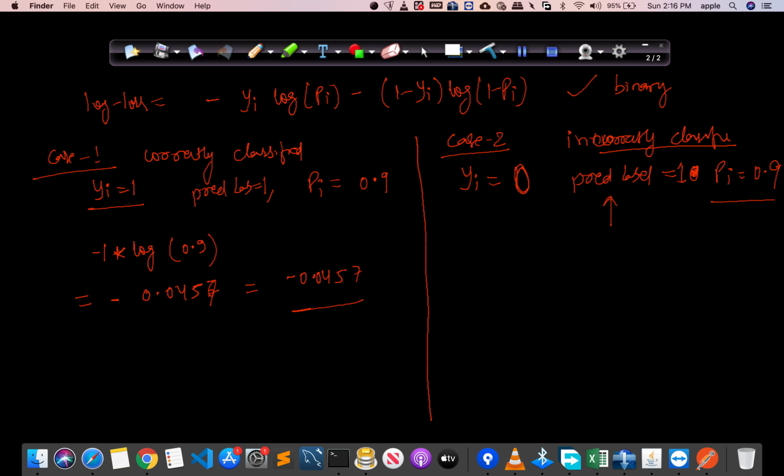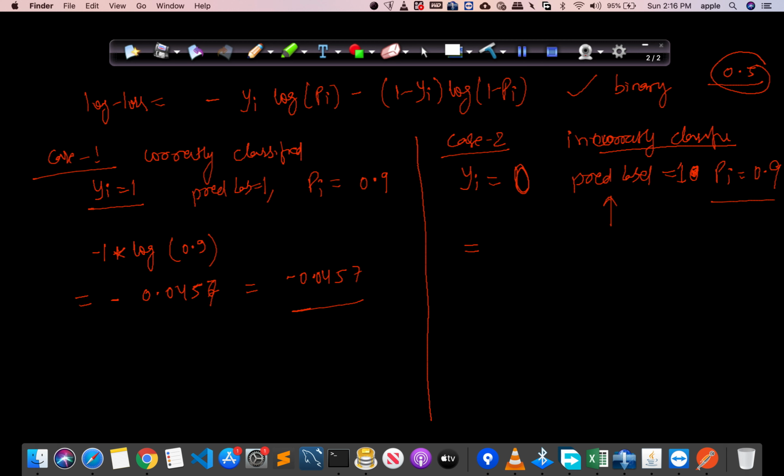Why? Because the probability is very high. The probability is very high, 0.9. Suppose the threshold in log loss that we have kept is 0.5. If the threshold is 0.5, then this point will definitely be classified as 1 because the predicted probability is 0.9.